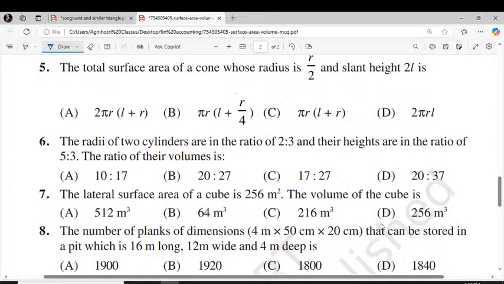Okay, try to answer 5, 6, 7, 8. You now have 4 questions in front of you that you can attempt quickly.